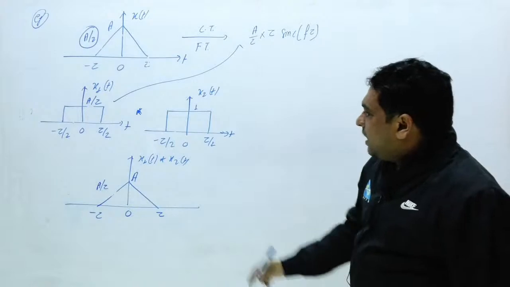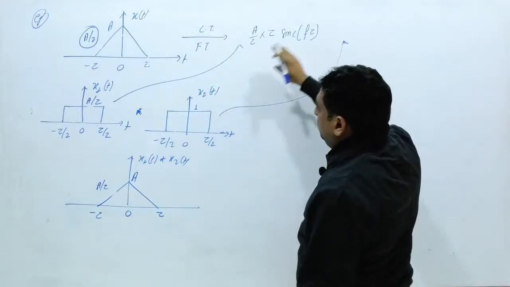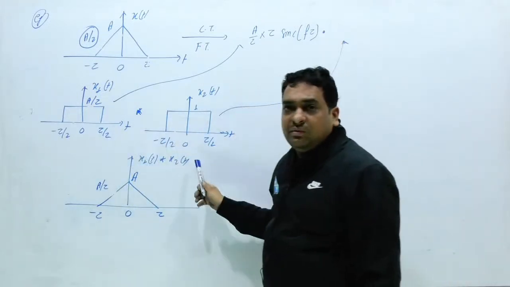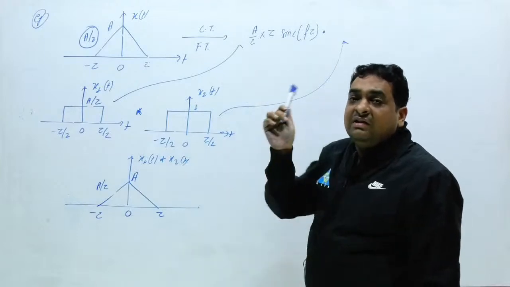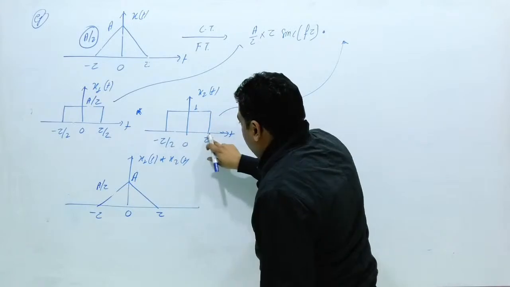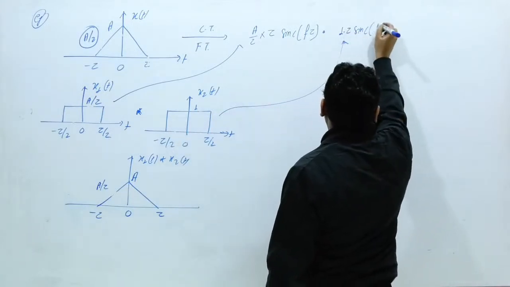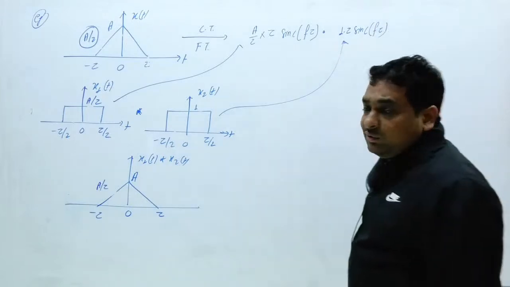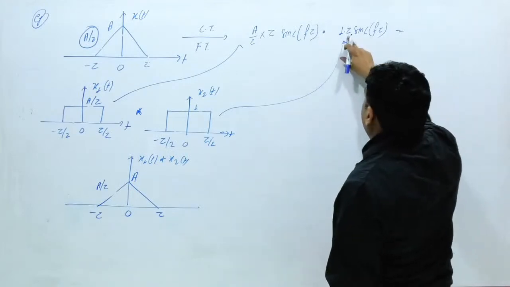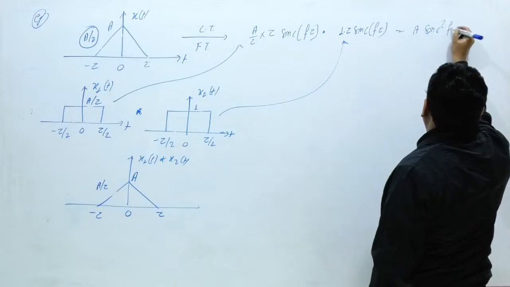What will be this Fourier transform? Both Fourier transforms will be multiplied. If in the time domain the signals are convolved, in the frequency domain they will be multiplied. For the other signal, this is 1 and this is tau. What will be this area? 1 into tau sinc(f tau). What will be the result here? This is sinc(f tau) times sinc(f tau), so sinc square(f tau). The tau cancels out. This is A sinc square(f tau).